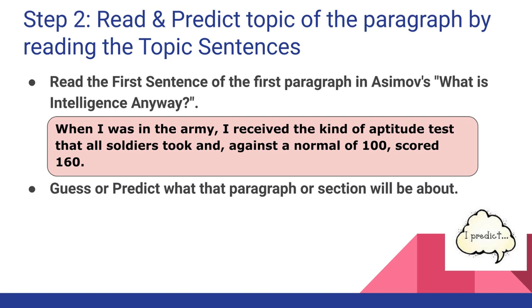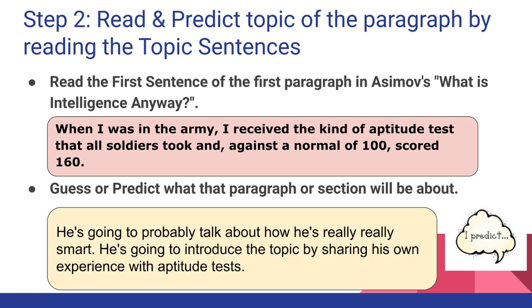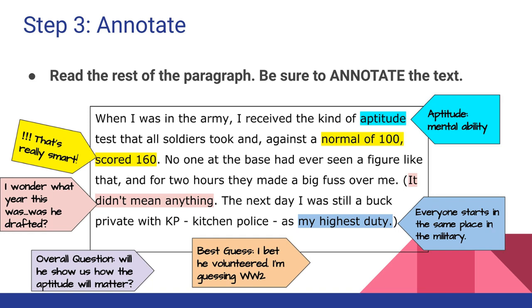My prediction after I read that sentence went something like, he's going to probably talk about how he's really, really smart. He's going to introduce the topic by sharing his own experience with aptitude tests. Step 3. So we read the rest of the paragraph and we annotate the text. In other words, we record our thinking and we actively think while we read in various ways.